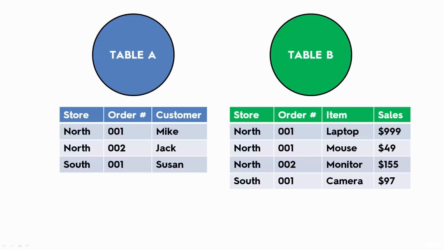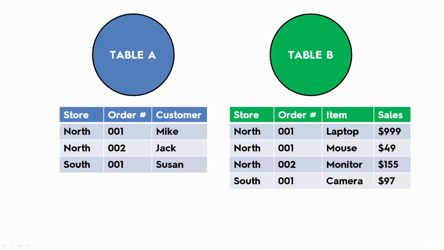Here we've got two tables, Table A and Table B. Table A lists the orders that were conducted in our two stores, which are North and South. As you can see, we had two orders in the North store, order number 1 and order number 2. And in the South store, we had only order number 1. And also it lists the customers, Mike, Jack, and Susan.